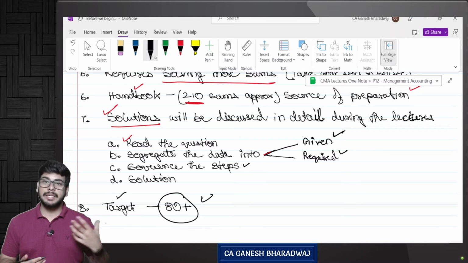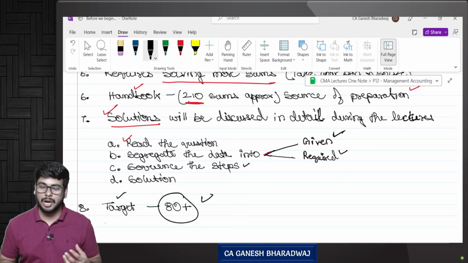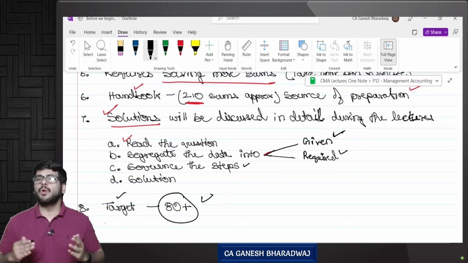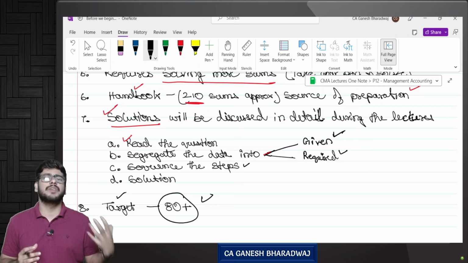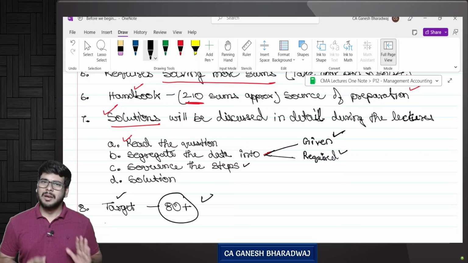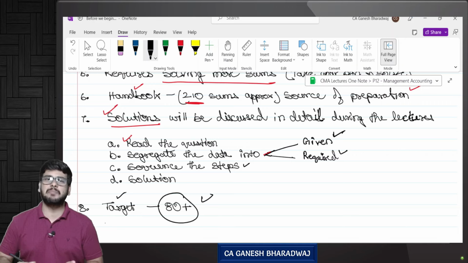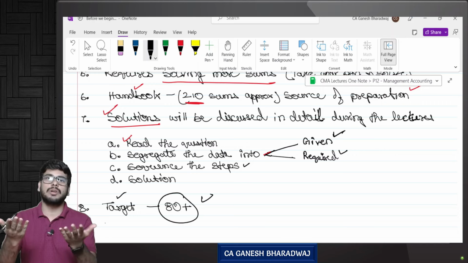In fact, in my CA intermediate exams, there was a paper called Cost and Management Accounting. I scored 94 marks in it. Now, I am not telling this to show off. No, I used to be a very average type of student only. But every day I used to consistently prepare. I used to solve all the questions independently. And as a student, I myself couldn't believe that I scored a 90 plus.